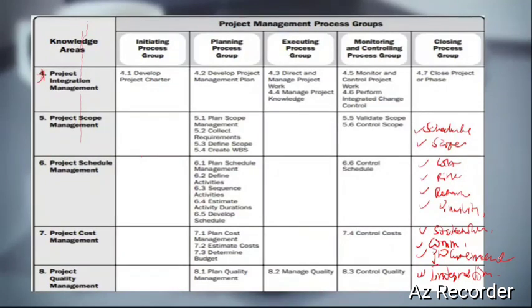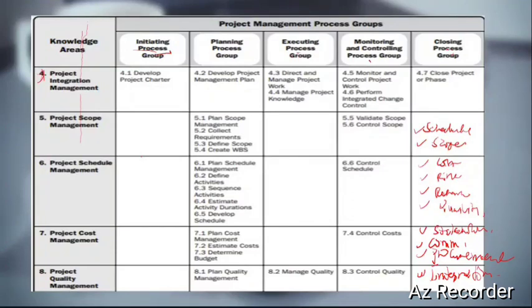10 knowledge areas. You don't need to memorize this, okay? If you remember the 7 and understand how projects are run, you should be good to go. Great. Now, the task here is to understand the processes under every knowledge area and the processes under process groups. So you see the process groups are here. Initiation, planning, execution, monitoring, controlling, closing.